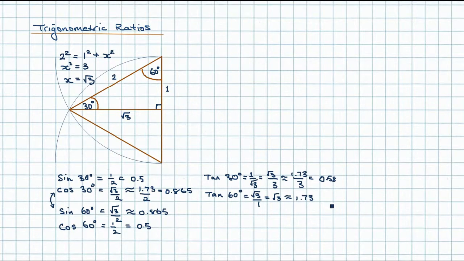So these tangents sometimes don't have to be less than 1. A sine and a cosine is always 1 or less, or between 0 and 1 I should say, but a tangent is often over 1, and so we've got 1.73. Okay, fantastic. Let's now look at finally a 45-degree angle.